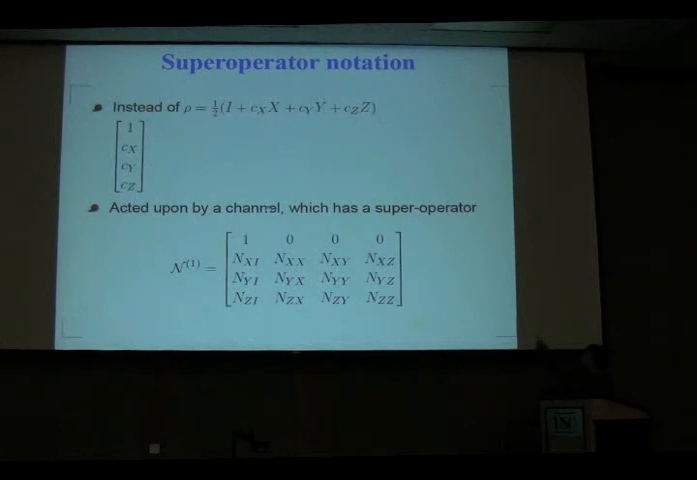So the first basic thing we have is, instead of representing our density matrix as a matrix, we write it as coefficients in the Pauli basis: I, C sub x, C sub y, C sub z. And so it's a four-dimensional vector. And then, as we've seen before in this conference, the noise that acts on a density matrix can be written in general by these 12 real parameters given by this matrix.